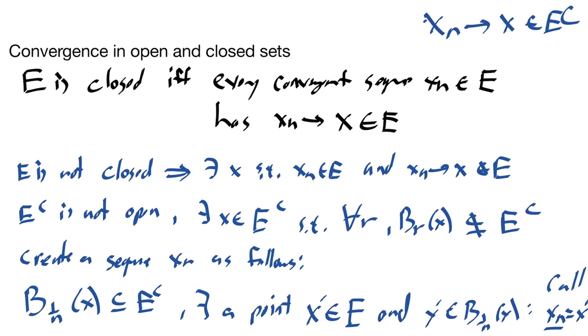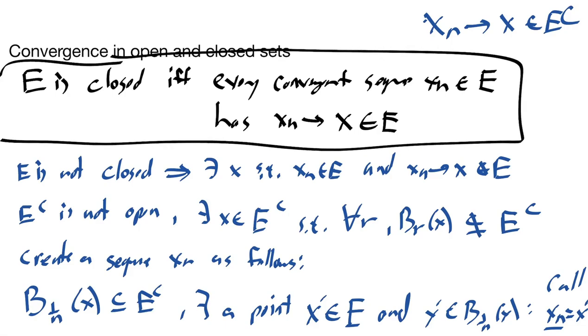We have just a couple more things. There are a couple of unexpected results that show up from convergence. By the way, before I go on, let me just say that this theorem right here is a second way of defining what it means to be closed.